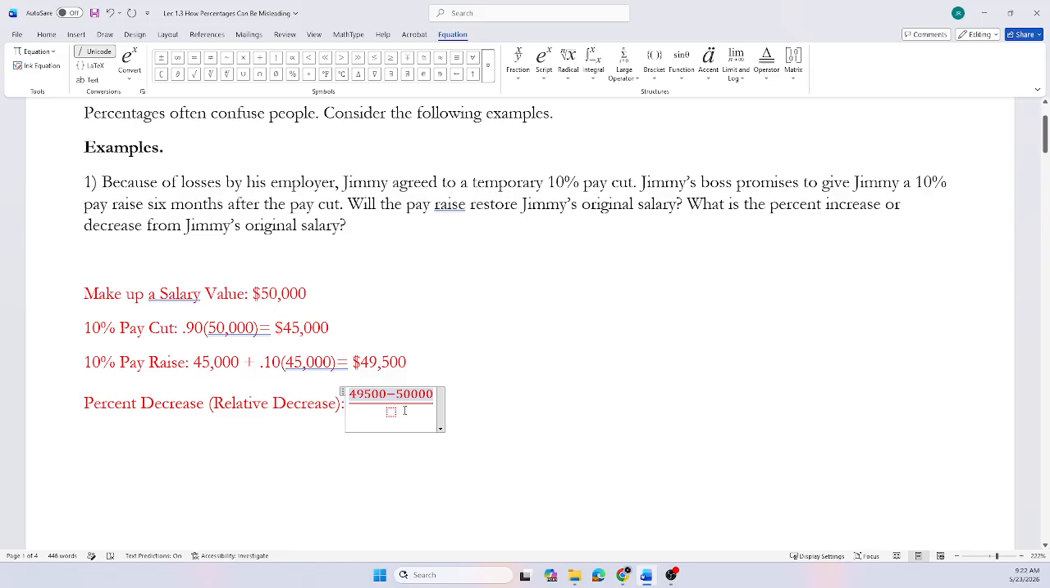Now notice it has gone down, so we should be getting a negative value. That's why we're doing the 49,500 minus the 50,000. And then you're always going to divide by the value you subtracted. So you go ahead and compute that, and that is going to equal negative 0.01, which is negative 1%.